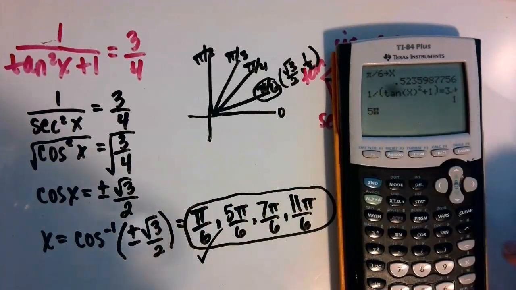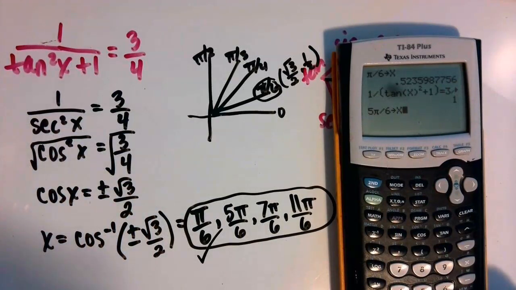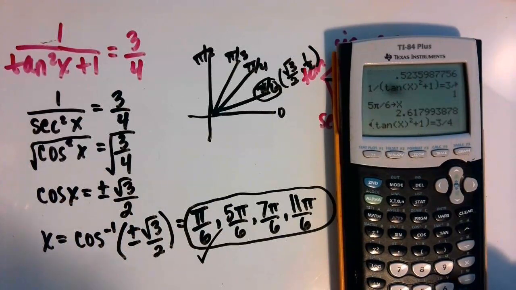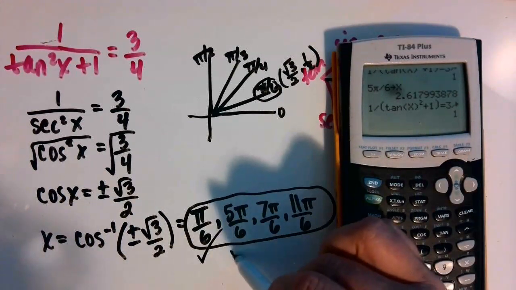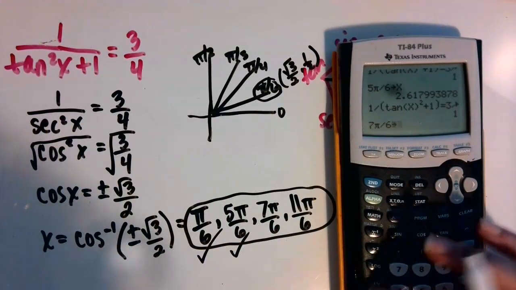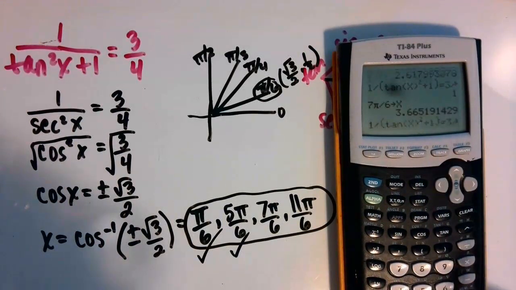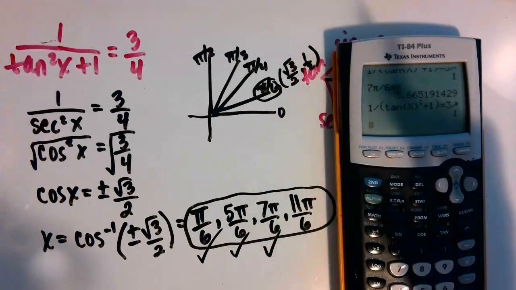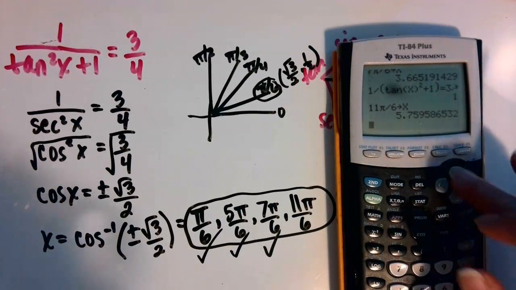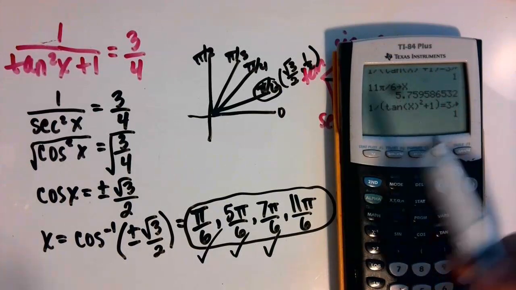Now we're going to check our second solution, 5 pi over 6 from quadrant 2, by storing that as the x. Then we can arrow up, grab that equation, and press enter. We get a 1, so 5 pi over 6 also checks. 7 pi over 6 was our quadrant 3 solution, and that one also checks. Then 11 pi over 6, that's our quadrant 4 solution, and we get back a 1, so it checks.